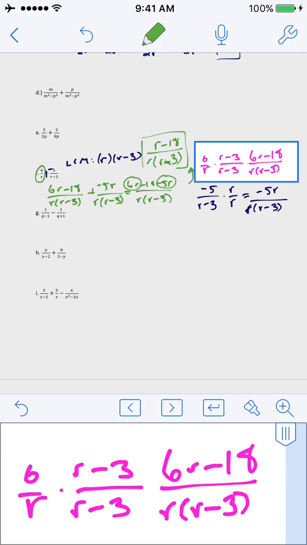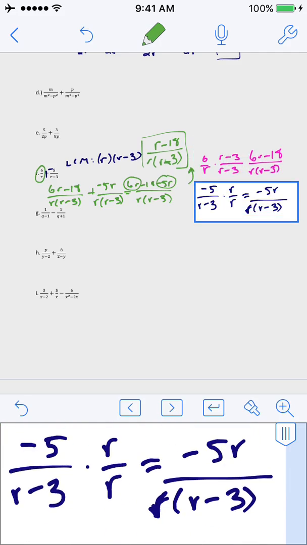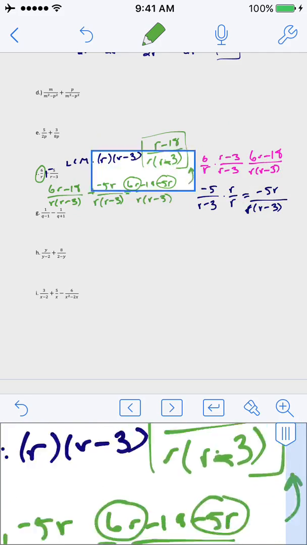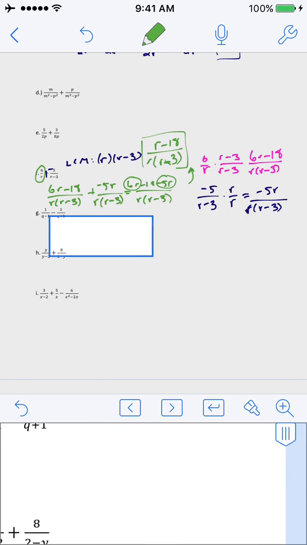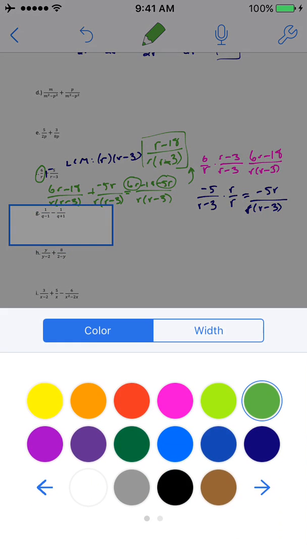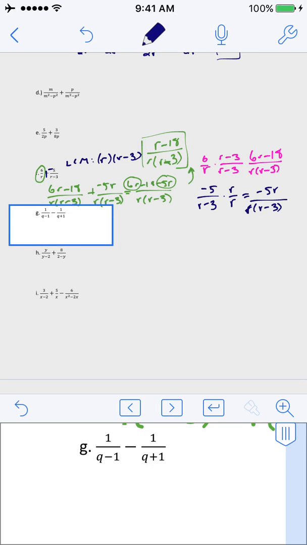So I just have to make a match in the bottom, and then add the tops. A little bit longer when you have to deal with a variable, but not that much more work. Let's do another one. All right, LCM here.